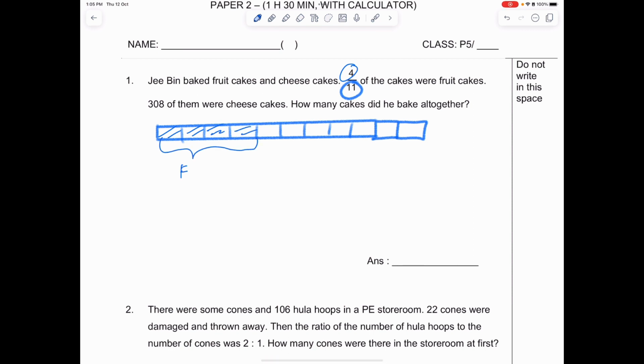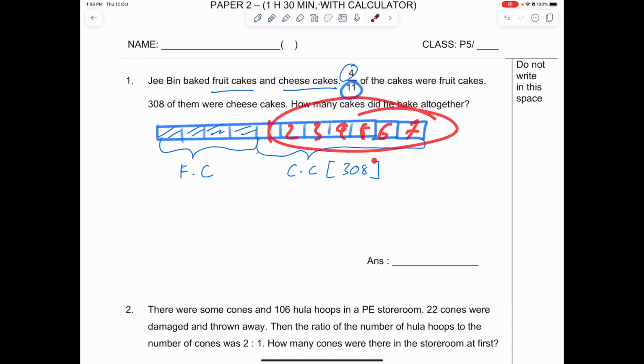So this is fruitcakes. And then the remaining has to be cheesecakes because he already said he only baked 2 types. So the remaining here has to be cheesecakes, and the cheesecakes would be 308. So how many cakes did he bake together? Whenever you use a model, you always want to find out the value of one unit. So altogether 1, 2, 3, 4, 5, 6, 7. 7 units here is equivalent to 308.